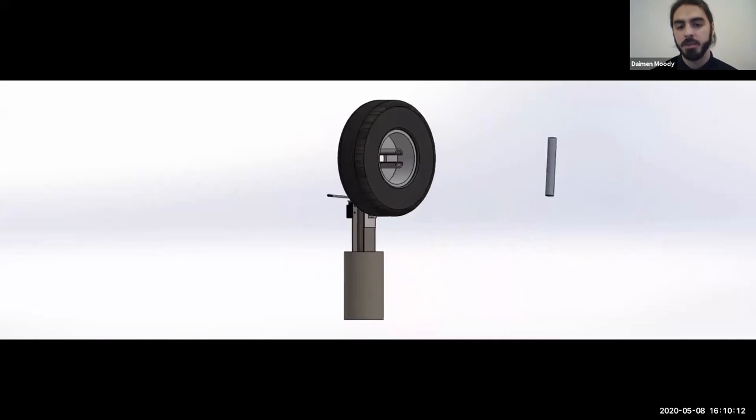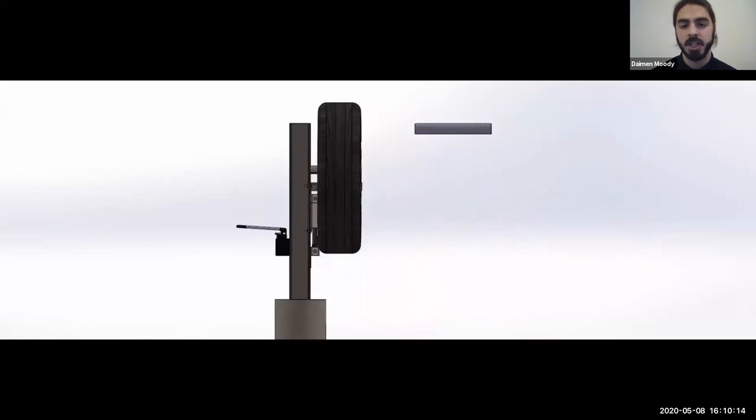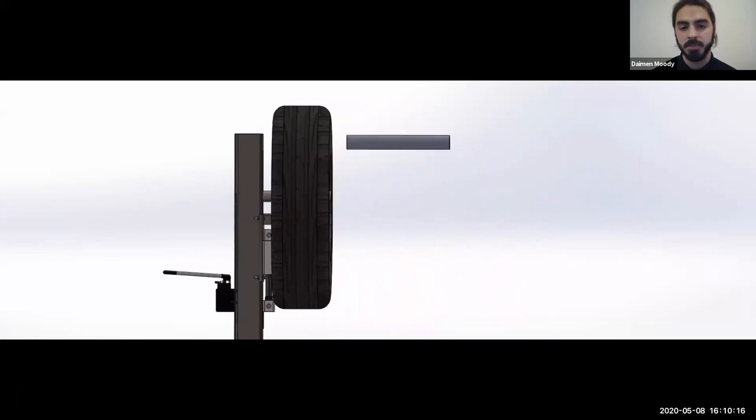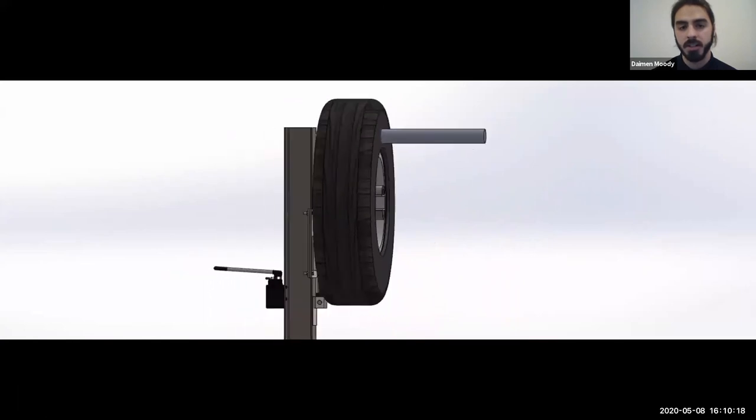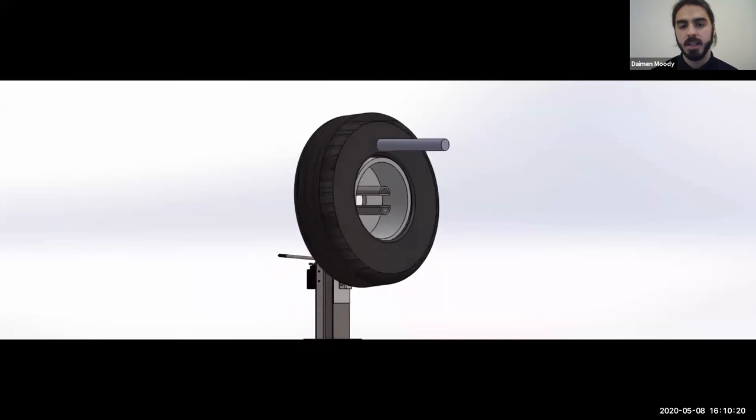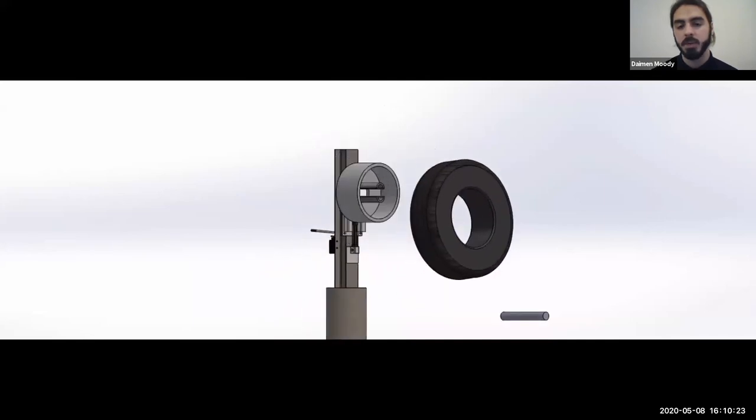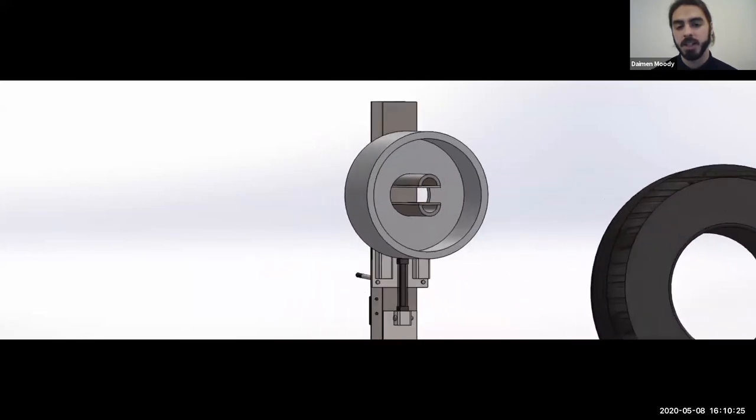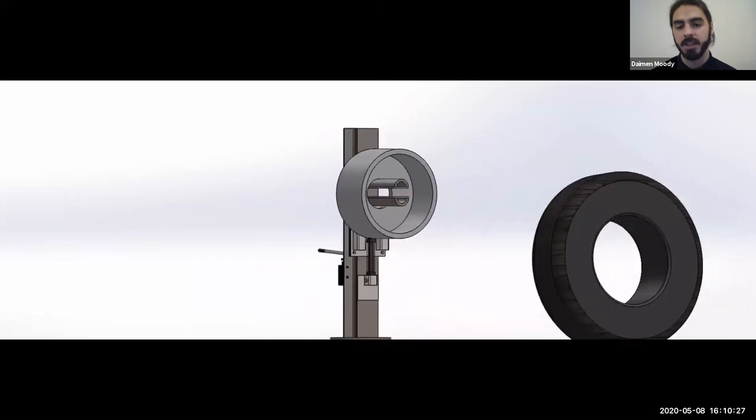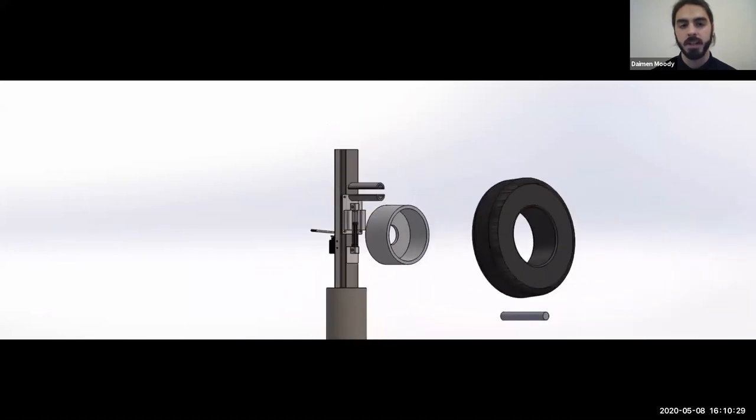Then the arm of the boom truck, visualized by this cylinder here, will be used to press on the top of the tire, which will break that adhesive seal on the bead. At this point, the tire can be removed from the apparatus, the chains removed, the hydraulics slacked, and the rim then removed from the apparatus.